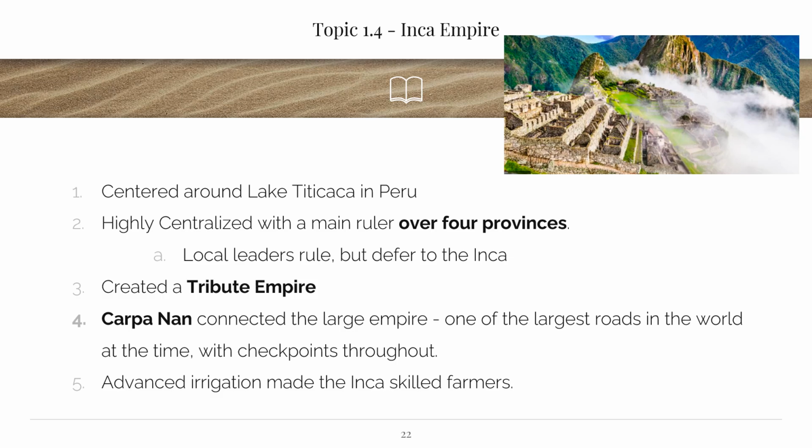The Incan Empire was centered around Lake Titicaca in Peru. They were highly centralized with their main ruler over four provinces. Local leaders ruled, but they did defer to the Inca. They also created a tribute empire, with the Qhapaq Ñan, the name for this large road network that connected all the different regions of the empire together. At the time, it was one of the largest road systems in the world, with checkpoints throughout. Advanced irrigation also made the Inca very skilled farmers.